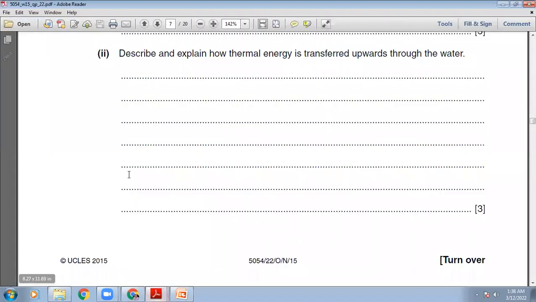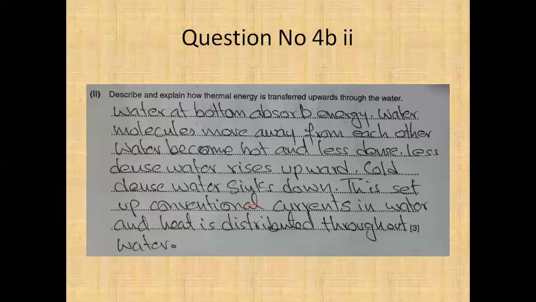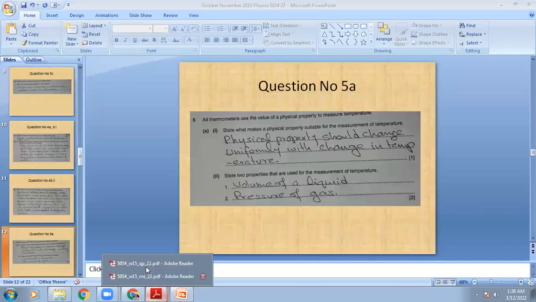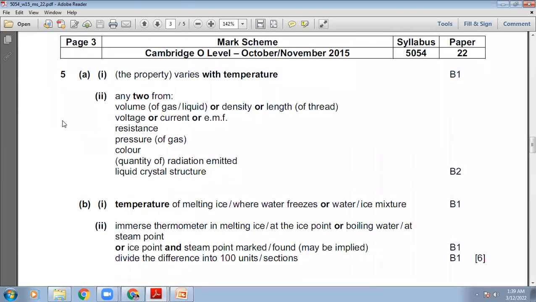Okay, so here we go to the next part. It says, all thermometers use the value of a physical property to measure temperature. State what makes a physical property suitable for the measurement of temperature. We always use that physical property which changes uniformly with the change in the temperature. So let me show you my answer. The physical property should change uniformly with change in temperature. So let me show you the marking scheme. It shows that the property varies with the temperature.